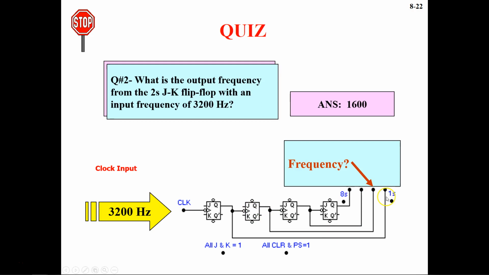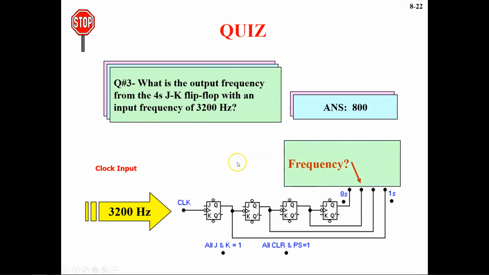So we already know the f by 2 we took was 1600, and if you again divide that frequency, 1600 divided by 2 is 800, so that's what you are going to get here. So 800 is your answer. And then what is the output frequency from the 4th JK flip-flop with an input frequency of 3200 Hertz? It is asking what will be the output frequency at this fourth output point. So again, you're going to divide this 800 by 2, which is going to be 400. So 400 Hertz is our answer.